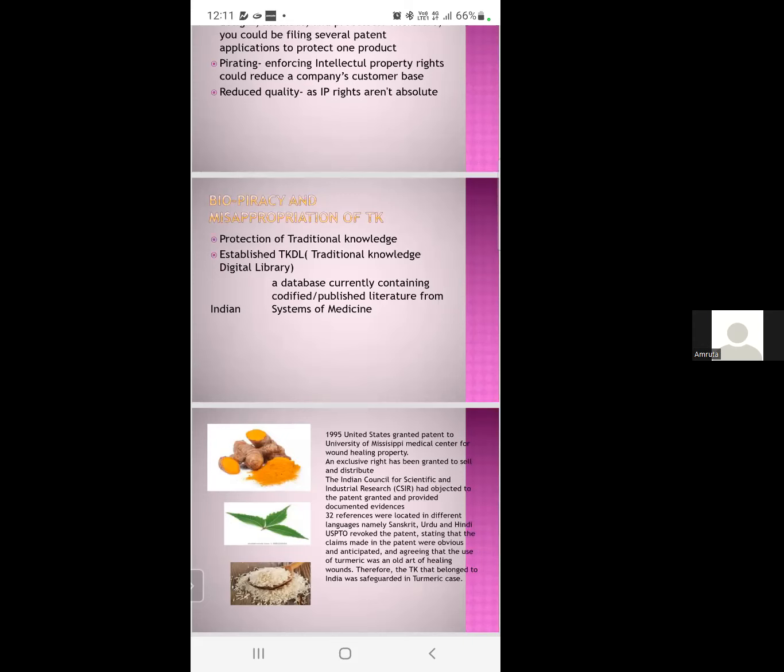So when India came to know about this development, the Indian Council for Scientific and Industrial Research objected to the patent granted and provided documented evidence located in different languages, namely Sanskrit, Urdu, and Hindi. And the United States revoked the patent granted to the University of Mississippi.